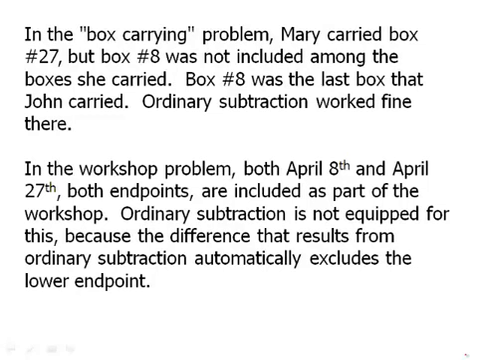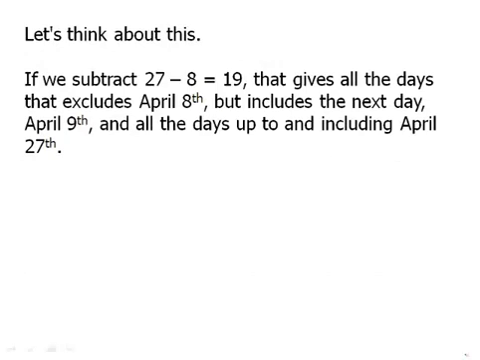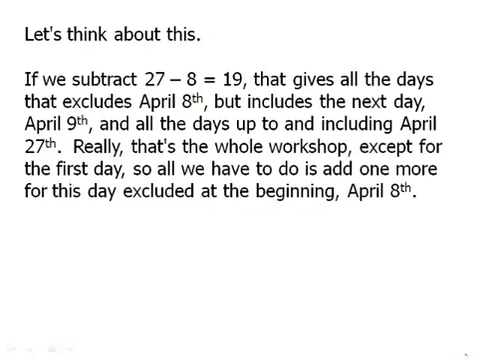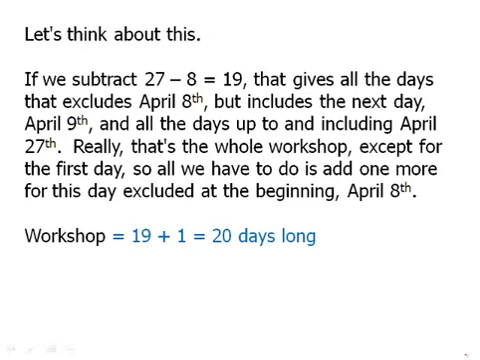Ordinary subtraction is not equipped for this, because the difference that results from ordinary subtraction automatically excludes the lower endpoint. Let's think about this. If we subtract 27 minus 8 equals 19, that gives the whole group of days, and in this group it excludes April 8th, but includes April 9th and all the days up to and including April 27th. So we have the whole workshop except for the first day. So all we have to do is add one more for this excluded day at the beginning. So the workshop was 27 minus 8, which is 19, plus 1, which is 20. It was 20 days long.